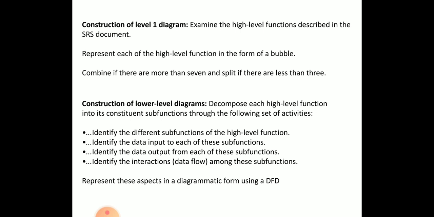These activities are repeated to form the successive levels of the DFDs. In all the following levels of DFDs, these activities are carried out repeatedly, so that we can form at most a level 4 hierarchy in the data flow diagram representation.